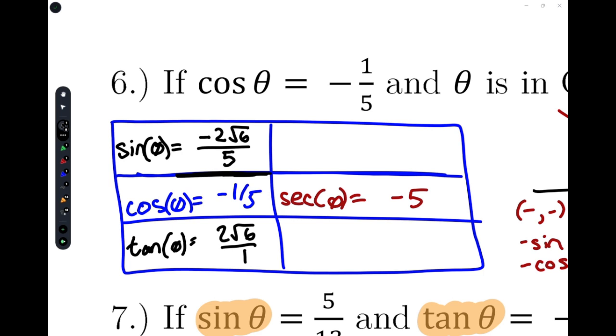And then we can just flip all those. So cosecant is equal to 5 over negative 2 root 6. It's not fun for anybody.